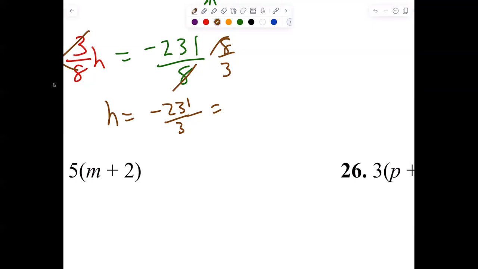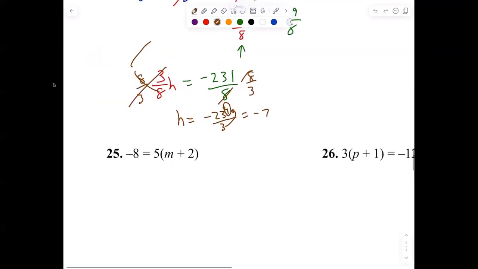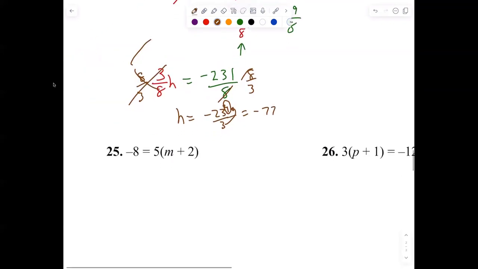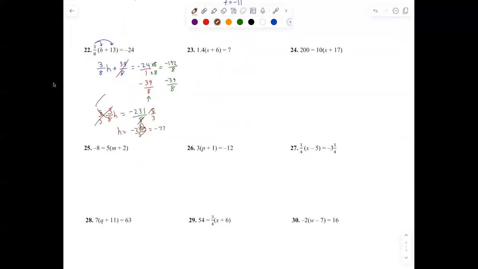How much was it? 7. With how many left over? 2. And now again, no, 3 goes into 21. There you go. Yep, negative 77. Anybody have an issue with that?